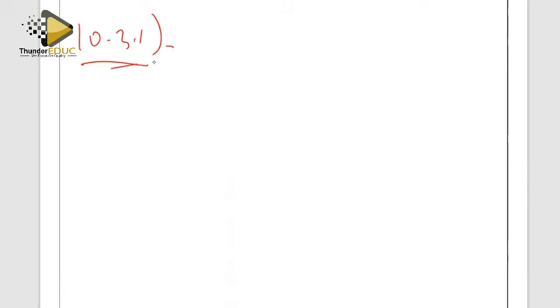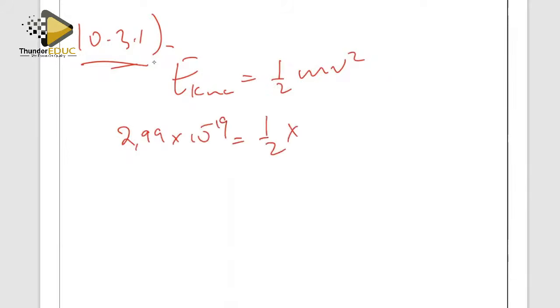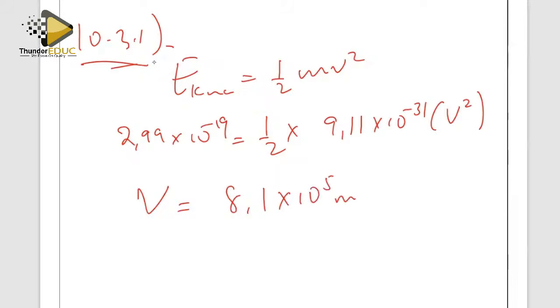Okay, so 10.3.1, what I'll do is I know that my EK max is given as a half mv squared. That's 2,99 times 10 to the negative 19 is equal to a half, the mass of an electron is 9,11 times 10 to the negative 31, v squared. Do your magic. If I do my magic, I'm ending up with a v of 8,1 times 10 to the 5 meters per second.